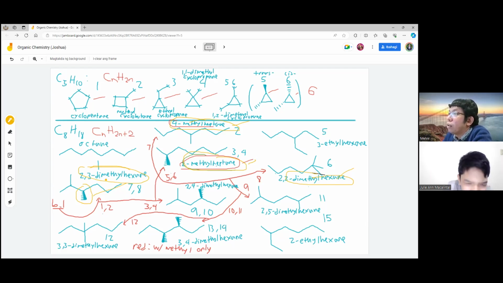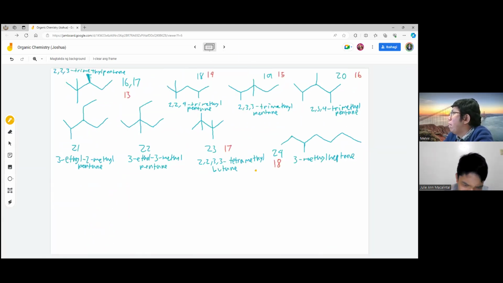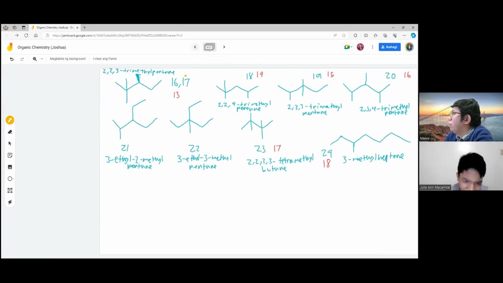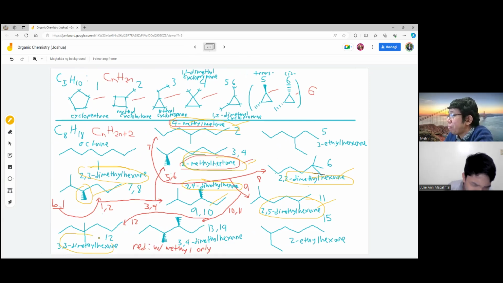Okay, next. 2,3. 2,4. May 2,4 ka. Ayun, 2,4. Ito. Stereo po ulit. Okay. May 2,5. Meron na ba? Okay, good. Ito. Then, 3,3. Meron na ba? Nasa kabila. Tama ba? On the bottom left. Yeah, nakita ko na. 3,3. 3,4. Dalawa pong stereoisomer.